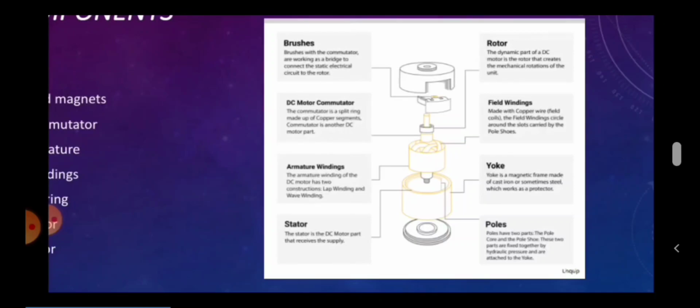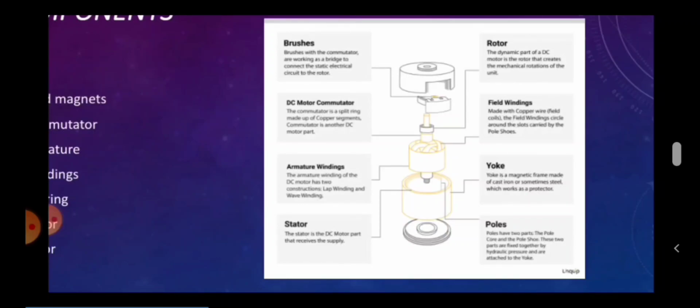The next is the brushes. The brushes with the commutator work as a bridge to connect the static electrical circuit to the rotor. The next is the DC motor commutator. The commutator is a split ring made up of copper segments, another DC motor part.